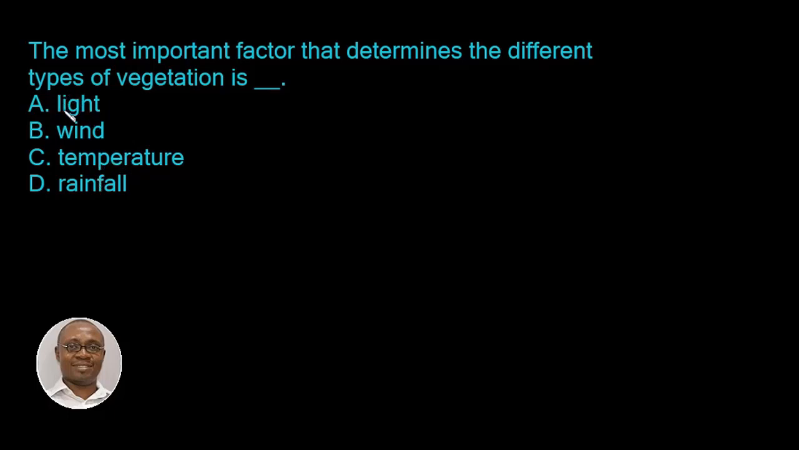This is JAMB Biology 2017, and the question goes thus. The most important factor that determines the different types of vegetation is A. Light, B. Wind, C. Temperature, D. Rainfall. All of these are factors that help in determining the different types of vegetation that we have.